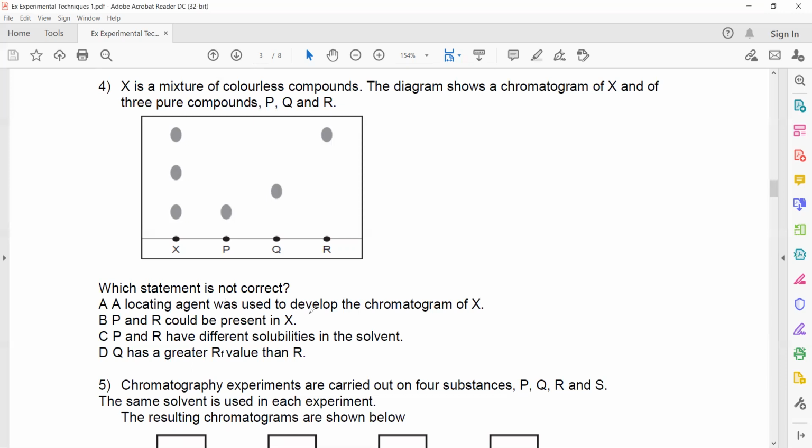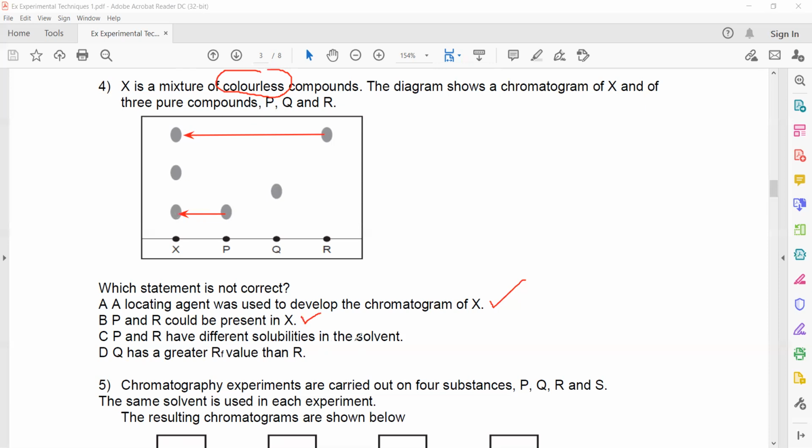A locating agent is used to develop the chromatogram of X. That's true. Why is it true? Because they mention it is a colorless substance, and for a colorless substance we use a locating agent. P and R could be present in X. How can we identify? You can see the spot of P is there in X and the spot of R is also there in X. So it means P and R could be present in X. That is true.